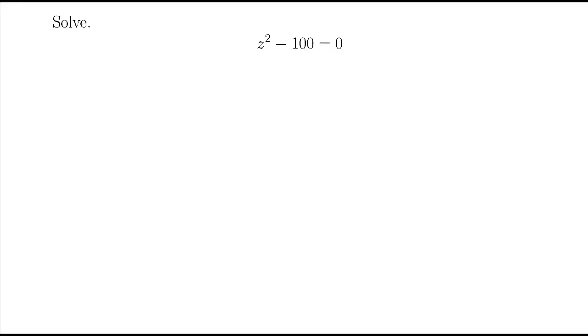Let's solve the equation z squared minus 100 equals 0. Okay, so this is a special case for a quadratic equation. We have a variable term and we have a constant term. We're missing that middle term, right? That term that has just a variable, that variable to the first power. We're missing that one. So there's actually two very good strategies for solving this type of equation.